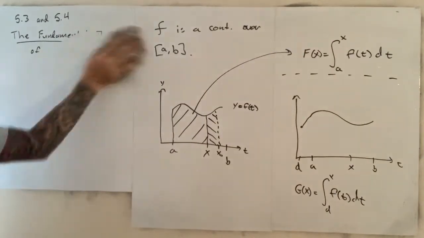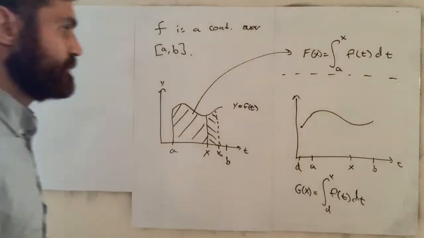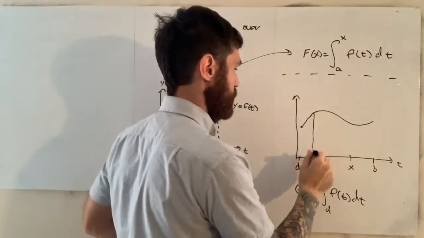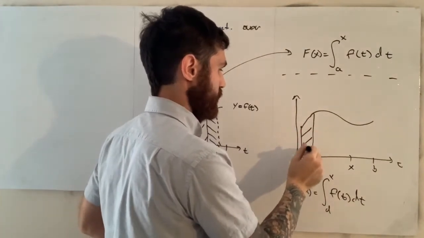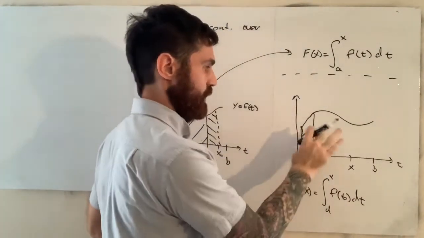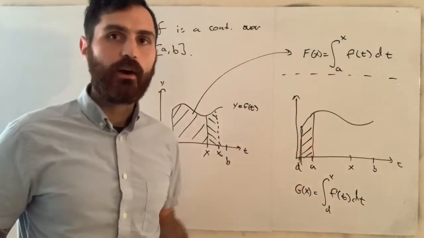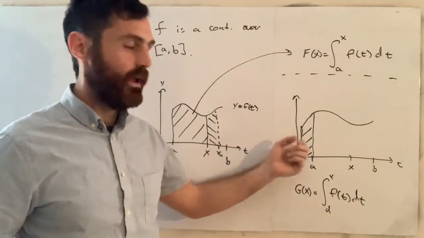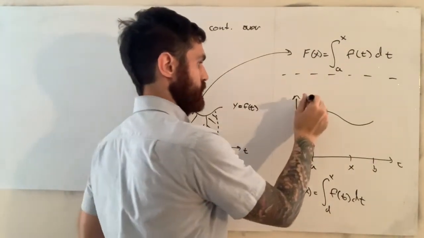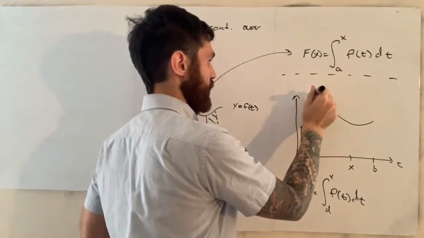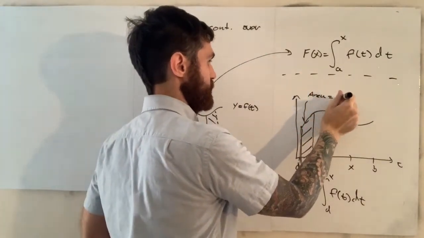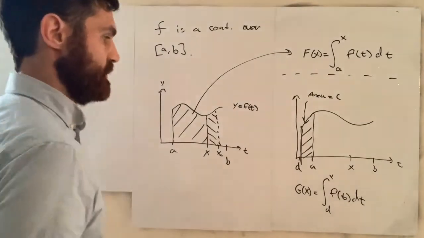Well, here's the idea: it's really only going to differ by this kind of starting chunk here. And this is just an area. It's just a number with a specific value. So we can call this area some constant c.